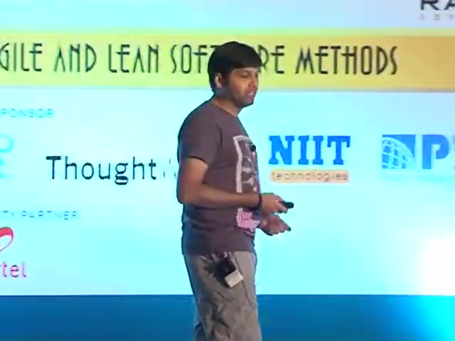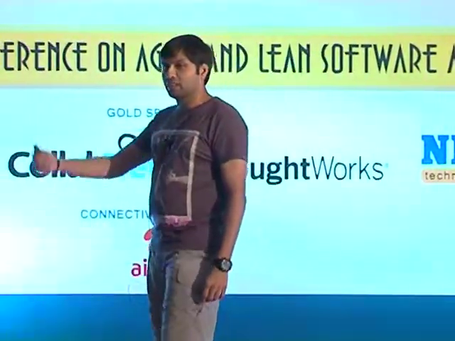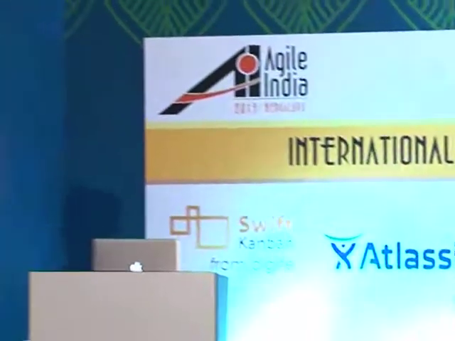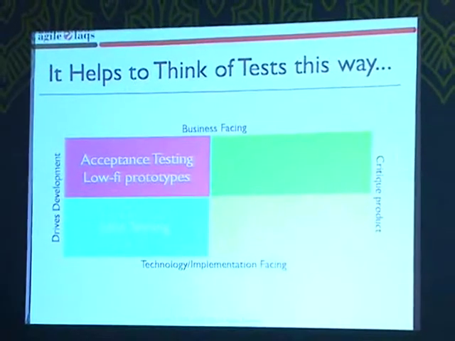So we have low fidelity prototypes, we have acceptance tests in that quadrant. What are the kind of tests that fit on the quadrant next to it? Business facing critiques. Those are the kind of tests you do after the fact you've written the code. It doesn't have to be at the end of your project, right? That would be too late. As soon as something's ready, what kind of tests will go there? Acceptance test is already there, right? Load test, is it end user business facing or technology implementation facing?